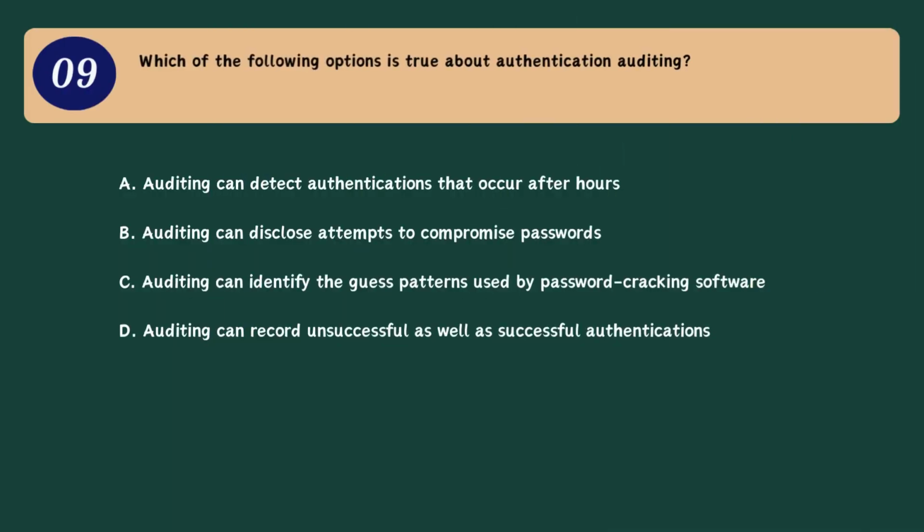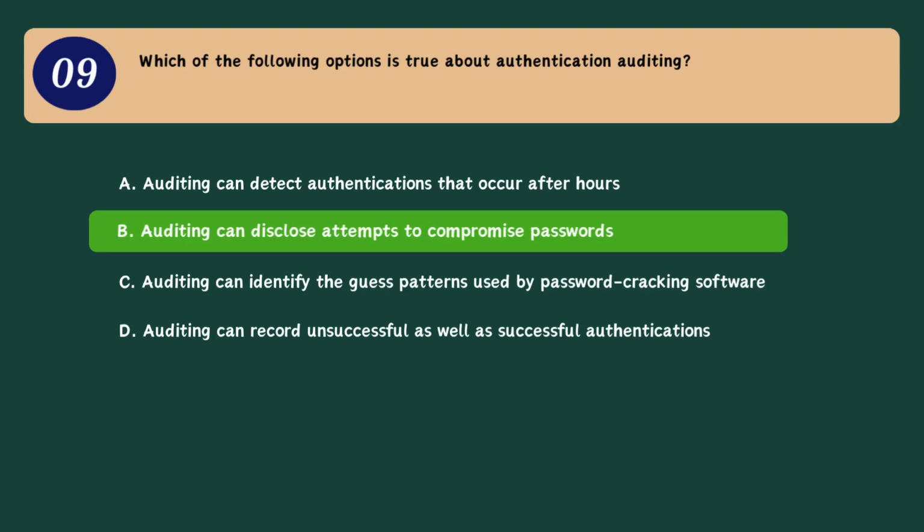Question 9. Which of the following options is true about authentication auditing? A. Auditing can detect authentications that occur after hours. B. Auditing can disclose attempts to compromise passwords. C. Auditing can identify the guess patterns used by password cracking software. D. Auditing can record unsuccessful as well as successful authentications. Correct answer. B. Auditing can disclose attempts to compromise passwords.